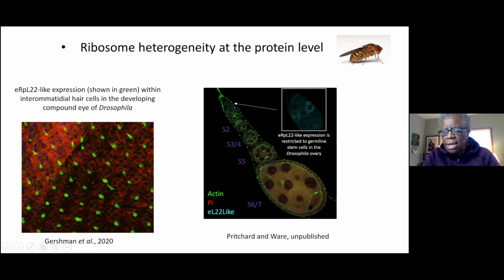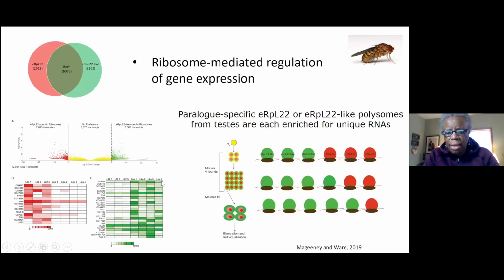And if you recall, in the testis, we were able to show that this protein is expressed in all germ cells. So you may ask the question, if we actually have at least two populations of ribosomes within the testis that are different with regard to their protein level at the L22 or L22-like stage, what's the purpose of that? Can we distinguish any features of those ribosomes that might be important with regard to function?